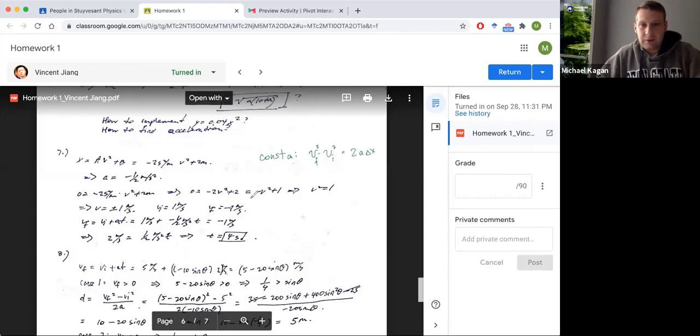So it looks like you did recognize that this was motion with constant acceleration. Yeah, this is the main thing. If you don't recognize that, this problem is pretty hard. But once you figure that out, it's not that difficult. Folks, any questions about this problem?